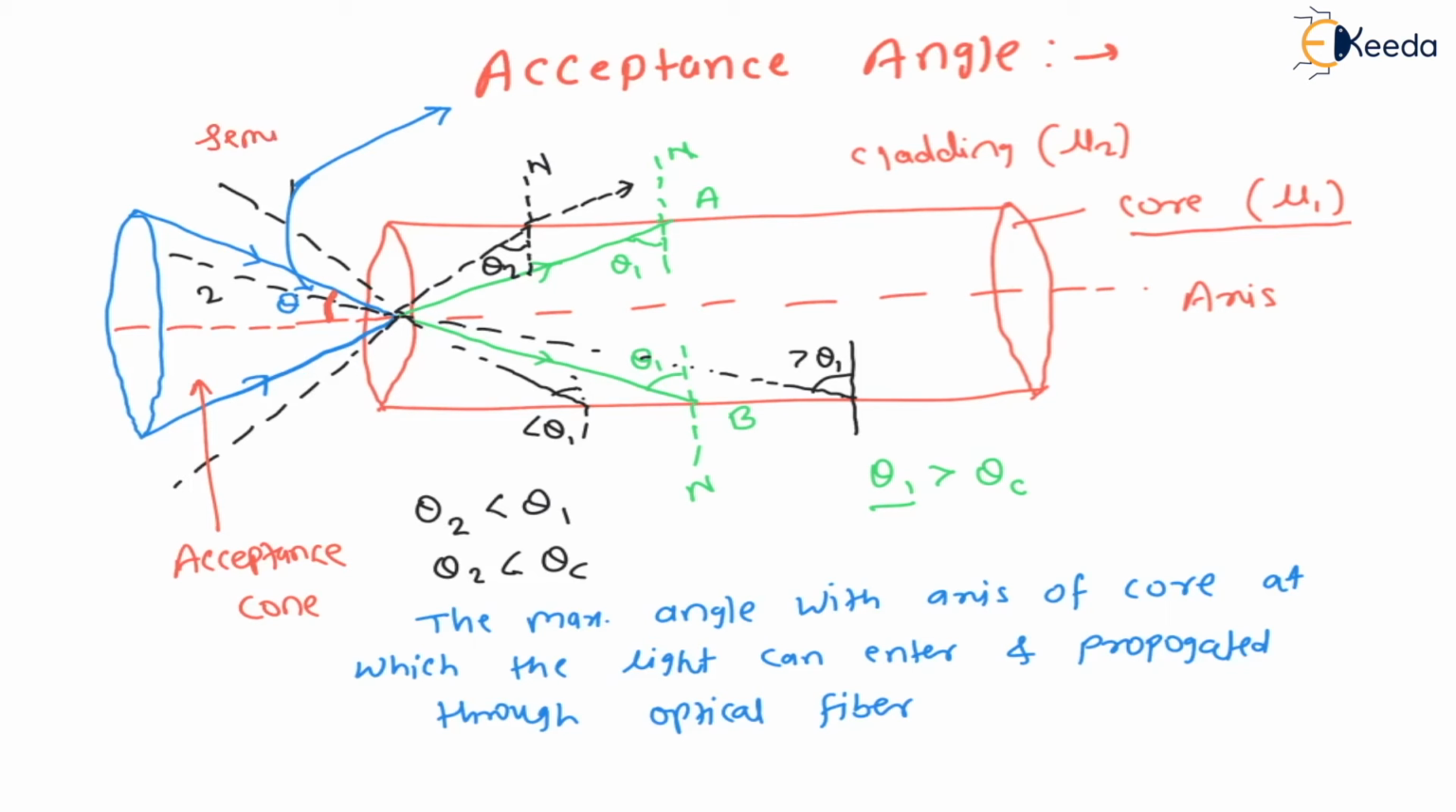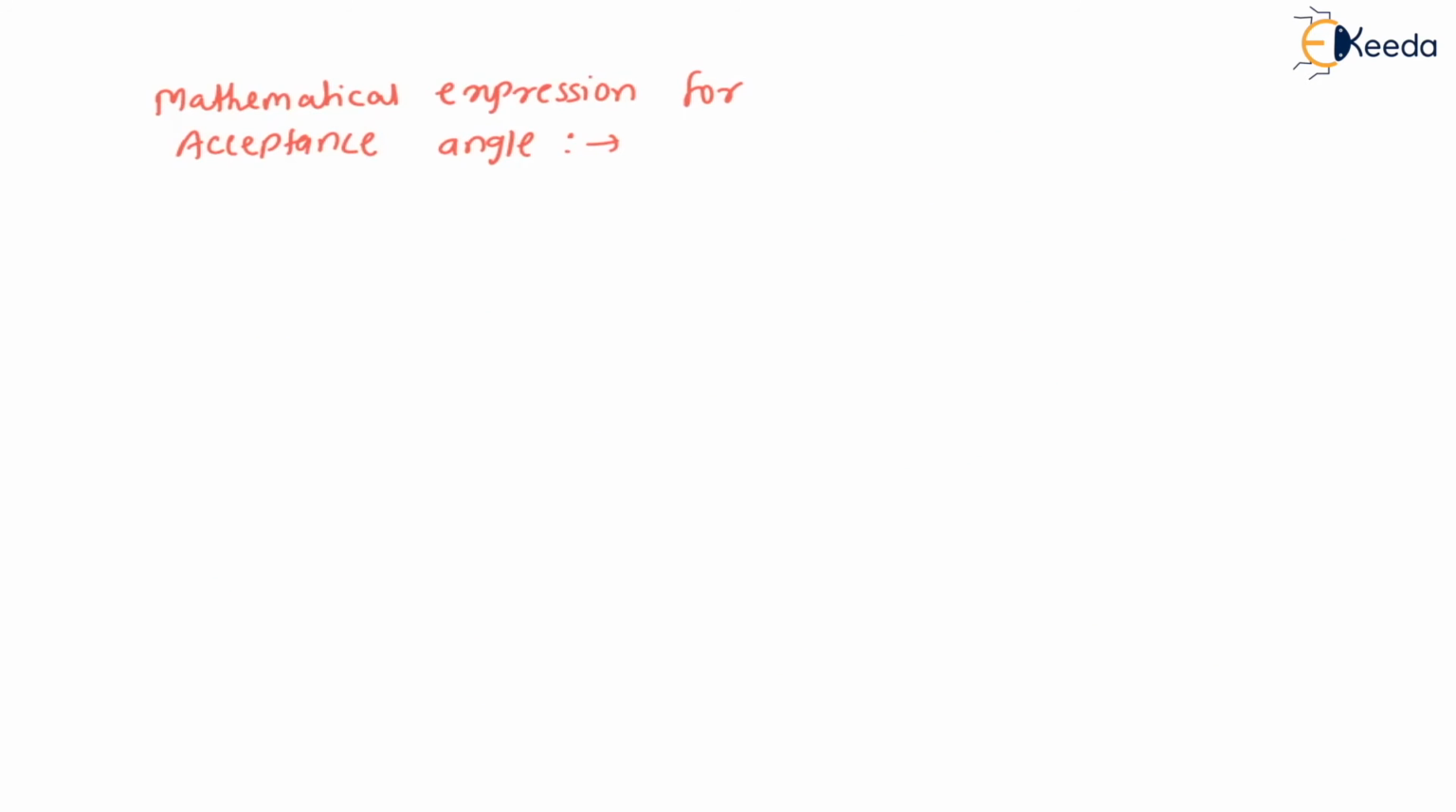We also call it a semi-conical angle because it will be exactly half the angle of the cone. So that's why we said it as a semi-conical angle. Now we will derive the mathematical expression for acceptance angle.